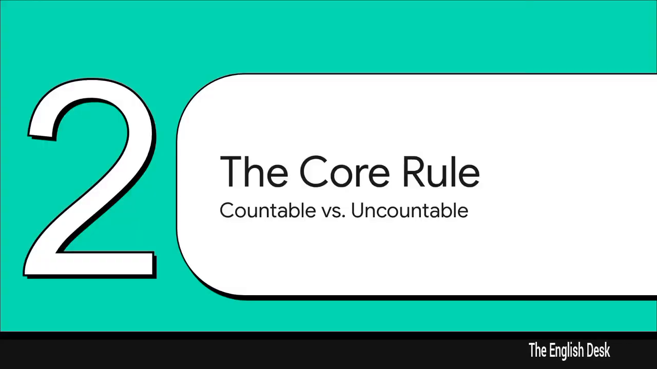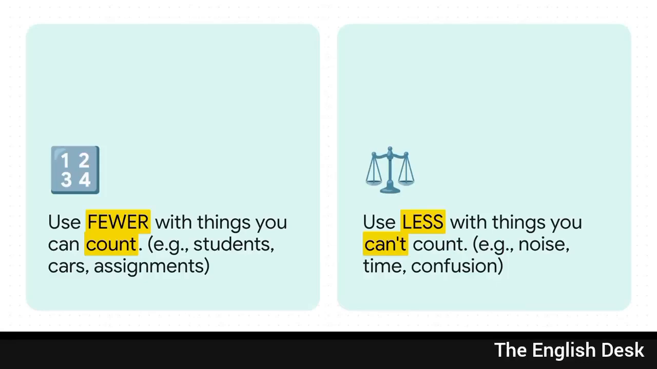All right, you ready for the core rule that's going to make all of this make sense? It really just boils down to one simple idea. Can you count it or can't you? This slide lays it out perfectly. Use fewer for things you can actually count up. One student, two students, three cars. Simple. Now, use less for things you can't count individually. You know, concepts or big substances like noise or confusion or time. I mean, you wouldn't say, I heard two noises or I have three confusions, right?